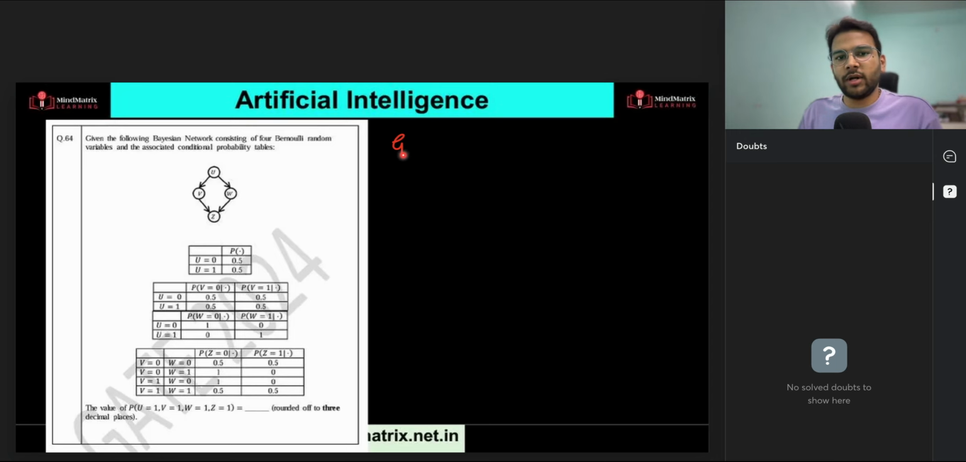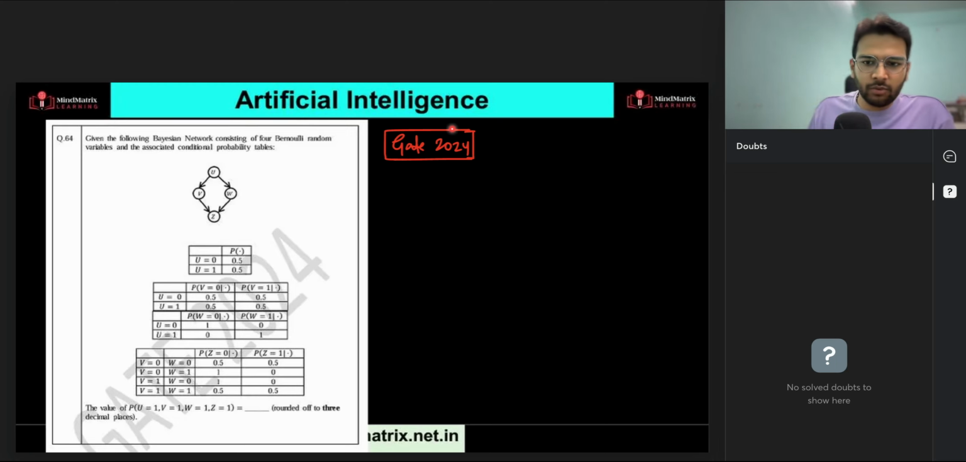This is the GATE 2024 question based on Bayesian network, and it was asked for 2 marks. So I want you to try, everyone. I hope it is visible to all of you. Start doing it and let me know the answer.